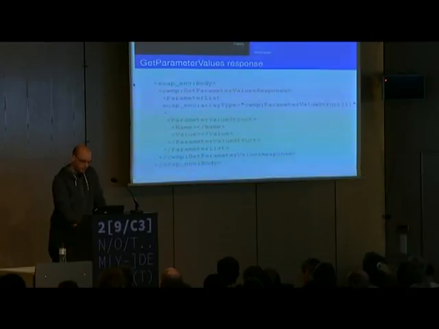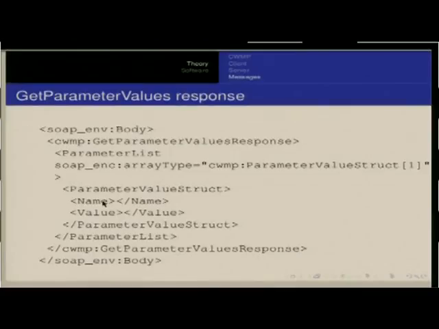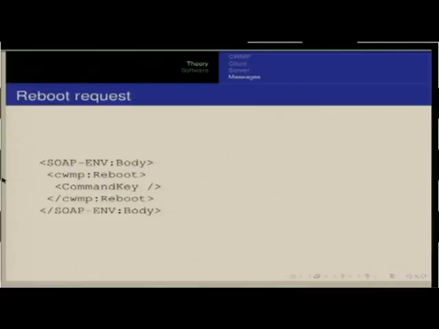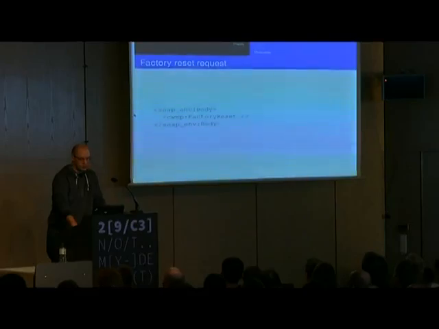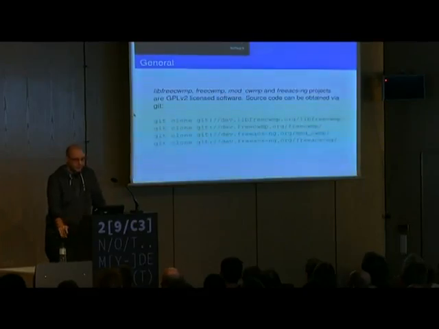Okay, so you put here the parameter name and its value. So if you have put an object in the previous message, you will have here a list of names and values. Okay. So if you want to reboot, for example, a CPE, the message looks like this, and for factory reset, it looks like this. Okay. So shortly, that was about the protocol.